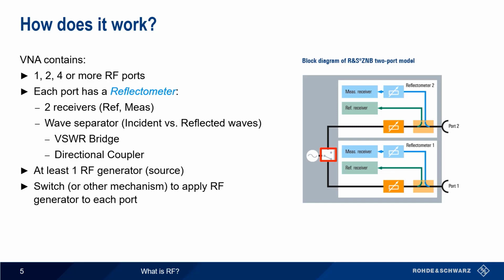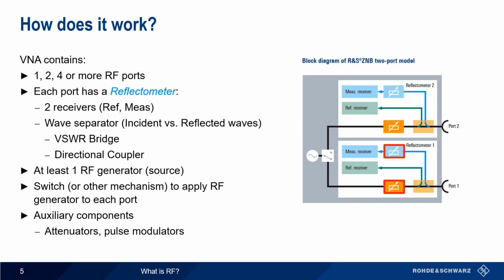Besides these functional blocks, auxiliary components may be required for particular applications. These may include receiver as well as generator attenuators or pulse generators and modulators.